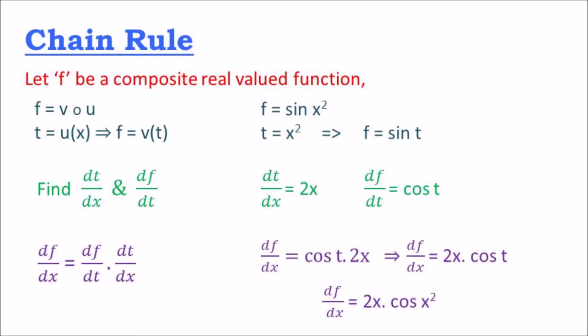Given f is equal to sin x square, where u, the function of x, is x square. So put t is equal to x square. Now the function is f is equal to sin t. As we discussed, we need to find out df by dt and dt by dx. On differentiating f with respect to t, we will get cos t. On differentiating t with respect to x, we will get 2x. So we can write df by dx as df by dt into dt by dx, that is cos t into 2x or 2x into cos t. We know the value of t, that is x square, so we can simply write it as 2x into cos x square.